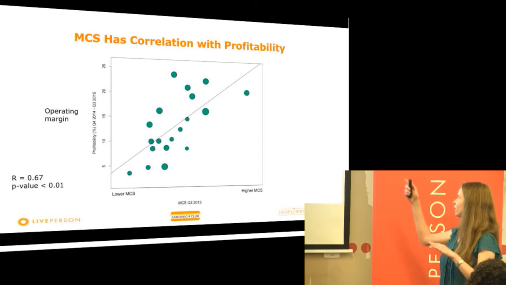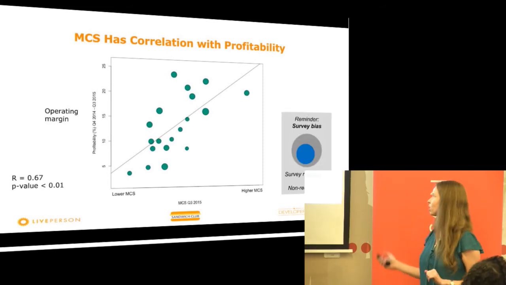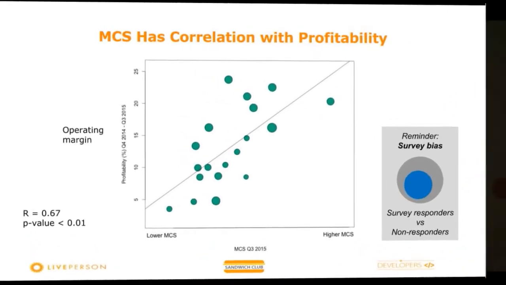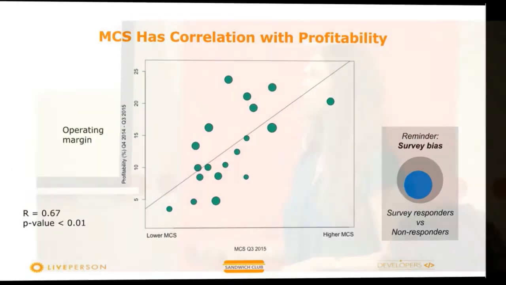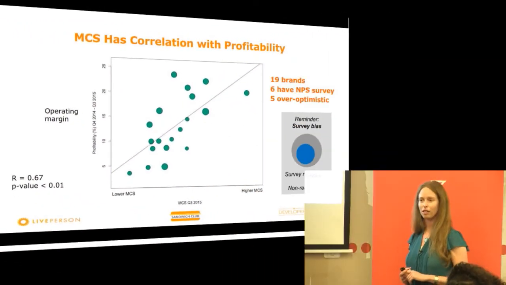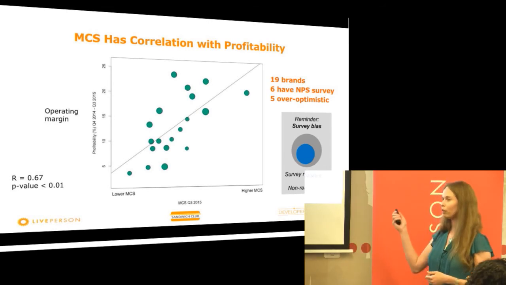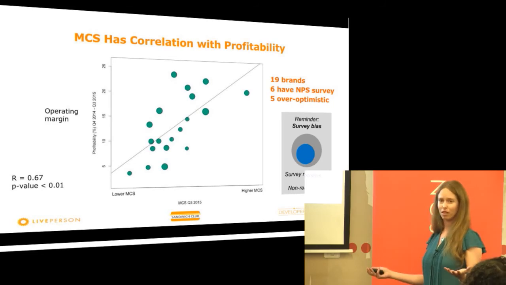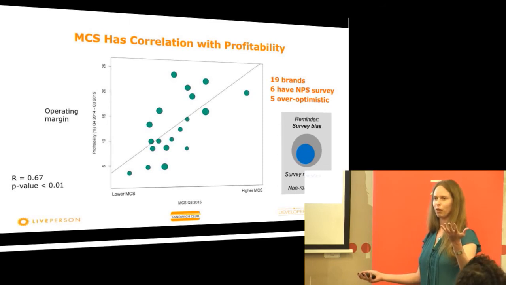Now I would like to combine this result with the survey bias that we discussed earlier. Just as a reminder, we took two groups of customers, responders and non-responders. If their MCS is different, then we say there is some survey bias. Out of these 19 brands, 6 of them have an NPS survey, so we can do this comparison and see if they're biased or not. We found out that 5 of them are over-optimistic. The MCS of the responders is higher than the non-responders.